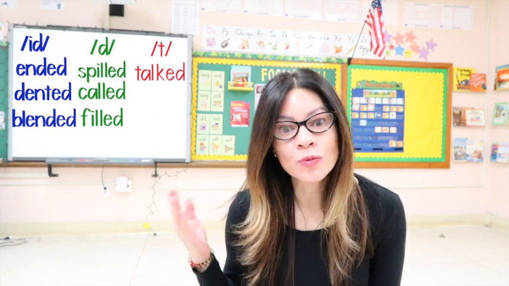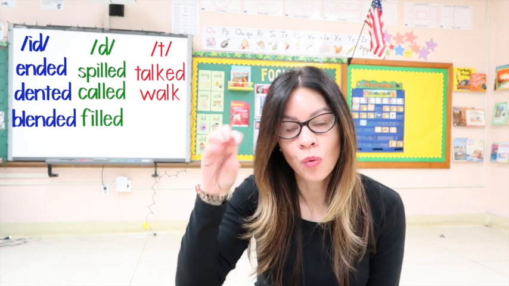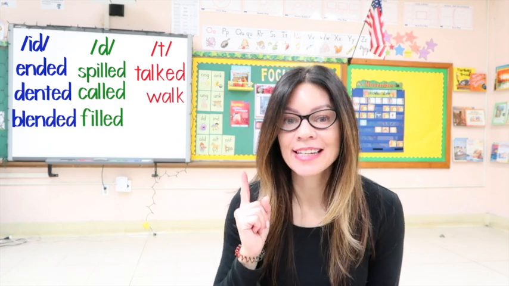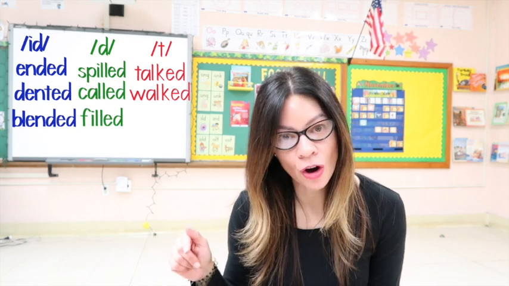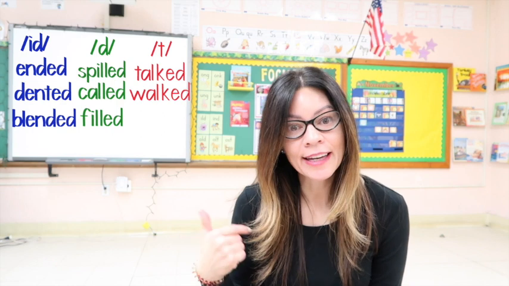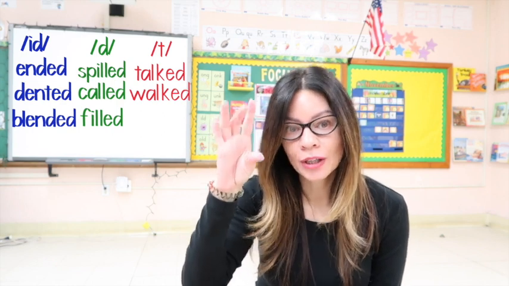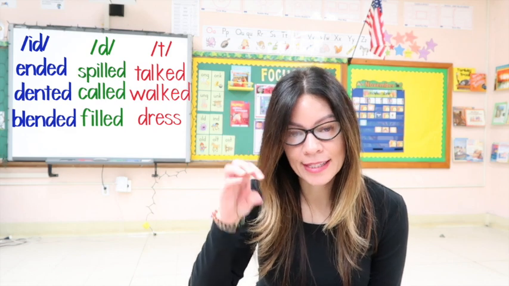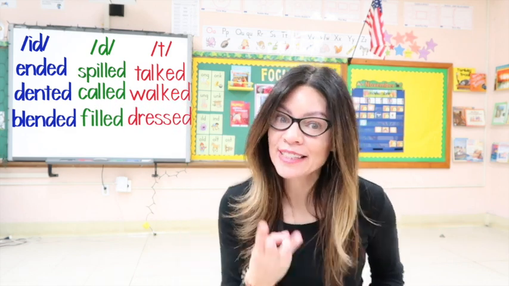The next word is walked. W-a-l-k, walk. Our suffix is ed, but it sounds like T. I walked to the car. Another word that we have is dressed. I got dressed in the morning. Our base word is dress. Dress, dressed.